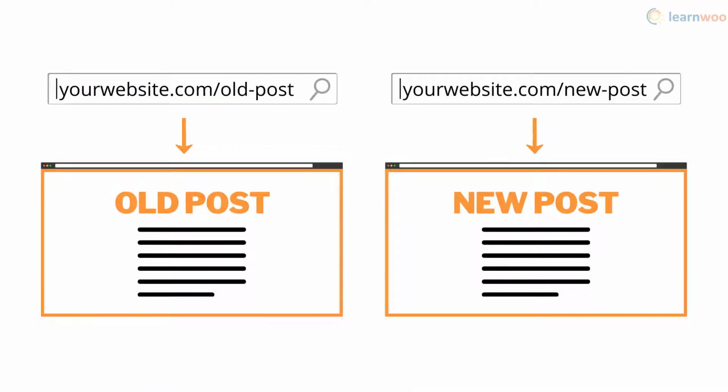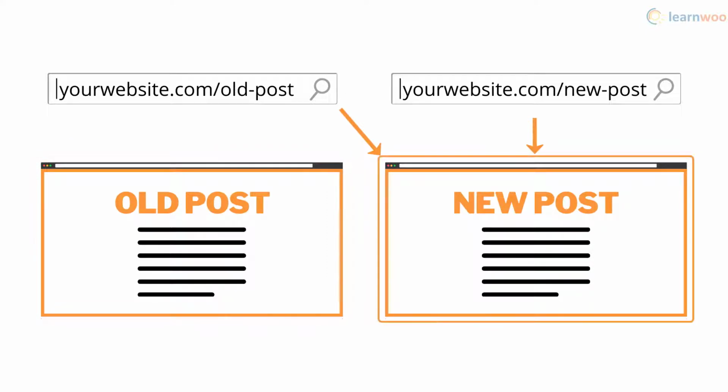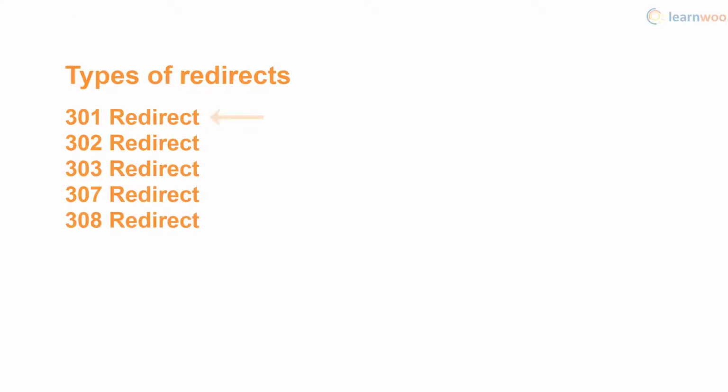When you create a redirect in your WordPress website pointing from one URL to another, the visitor's browser understands that the page they want to visit has been moved and automatically points them to the new page. There are different types of redirects such as 301, 302, 303, 307, and 308. However, we'll focus only on 301 redirects as they're the most common and useful.